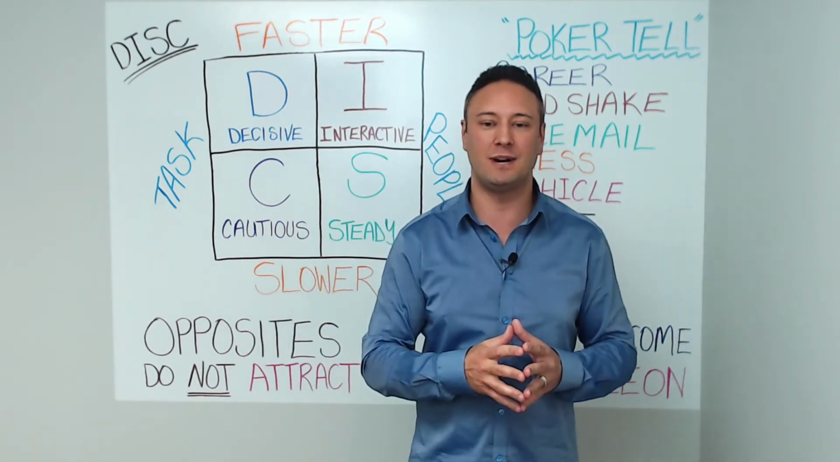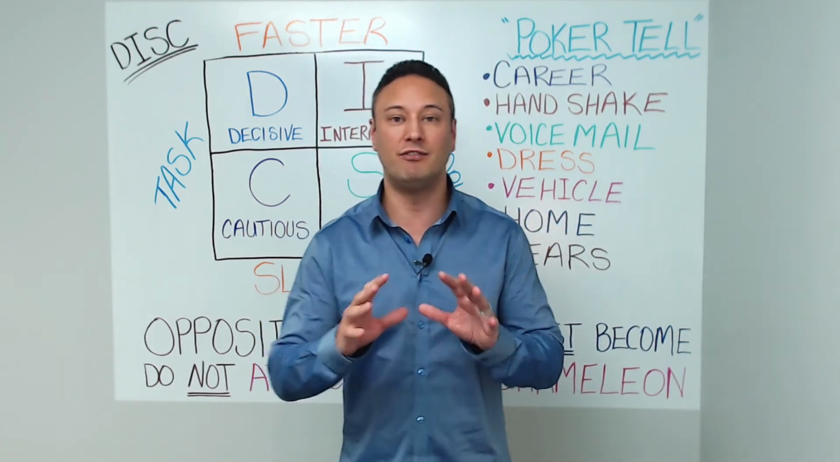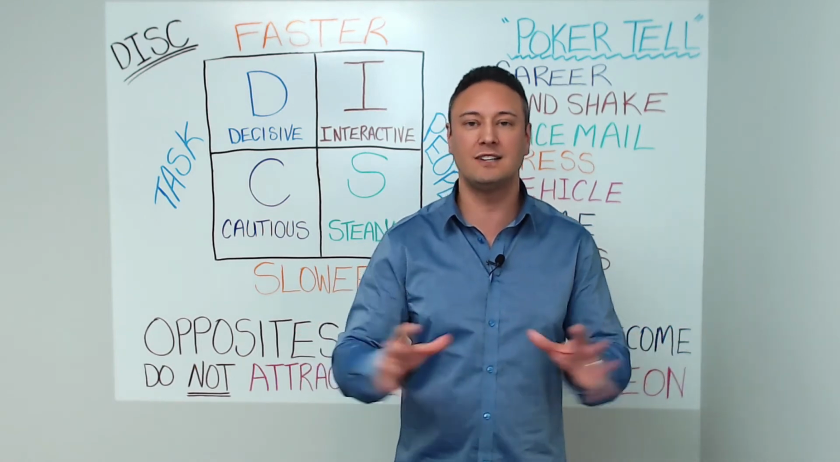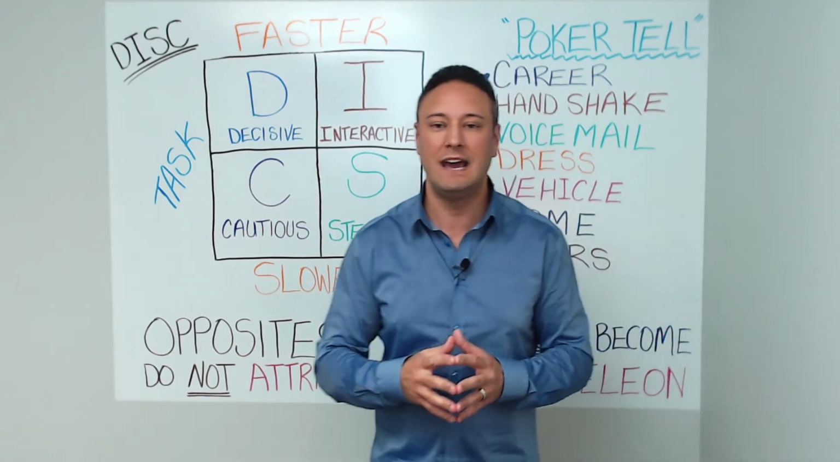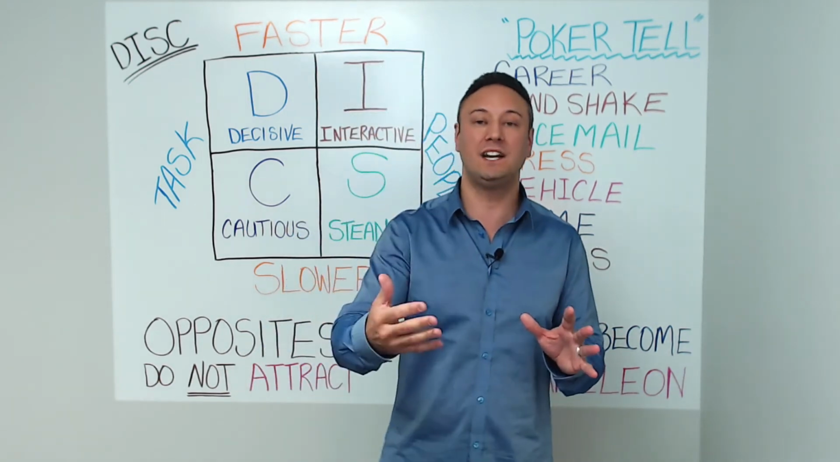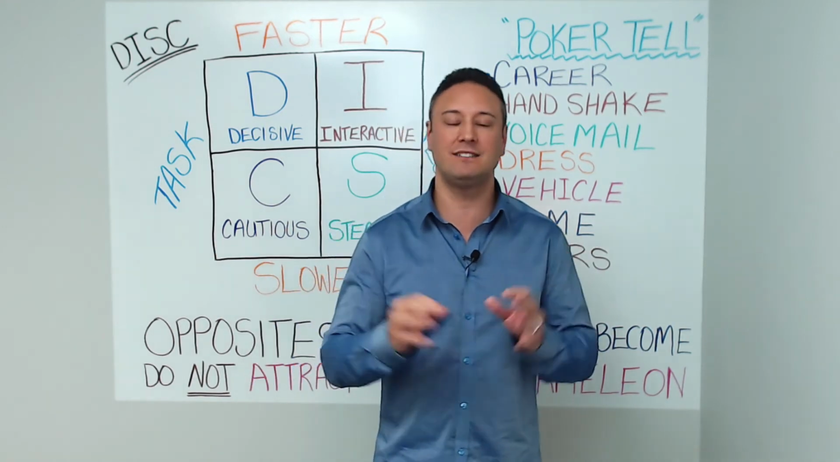What's an S going to drive? They're probably going to drive something very safe. A Volvo, right? They're going to be driving a Volvo that keeps them safe. They don't want to get into any accidents. And then what's a C going to be driving? They're going to be driving something more economical. Probably a Prius or something that gets fantastic gas mileage, right?